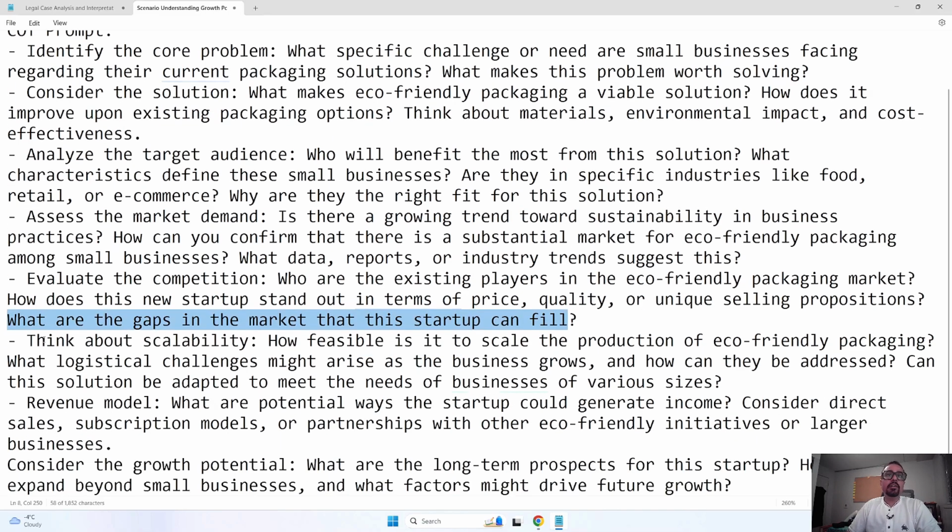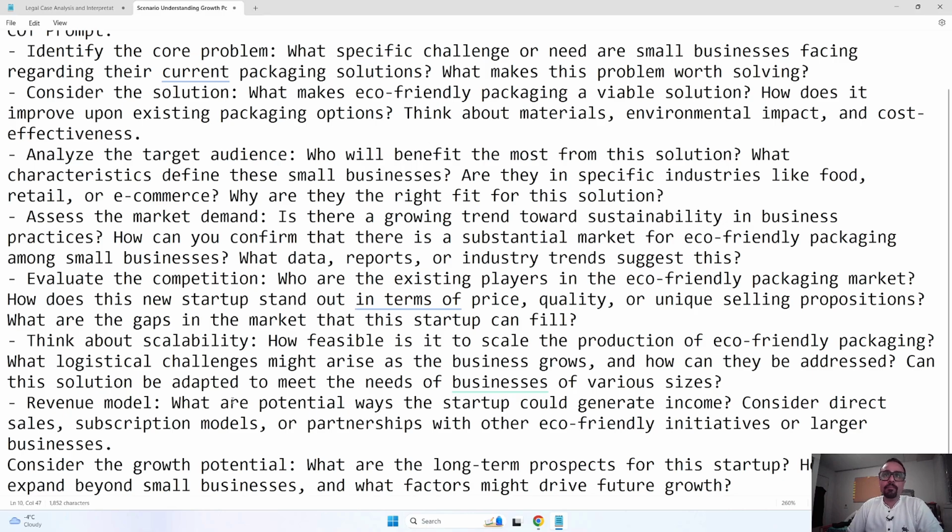Then let's move towards this sixth point. Think about scalability. How feasible is it to scale the production of eco-friendly packaging? So if we bring this product and we want to do mass production, how well can we scale? What logistics challenges might arise as the business grows, and how can they be addressed? Can this solution be adapted to meet the needs of businesses of various sizes? So the logistical challenges we have understood over here.